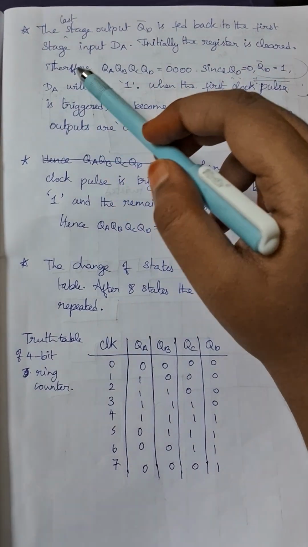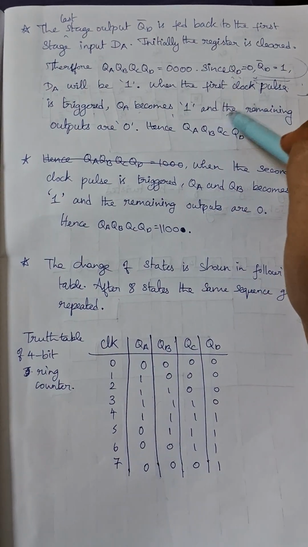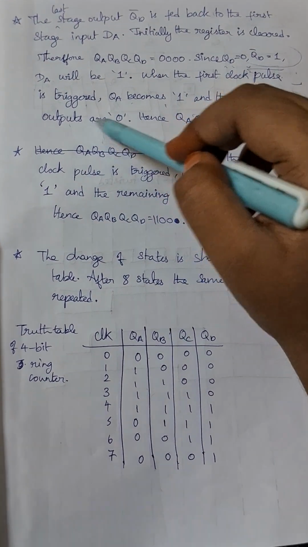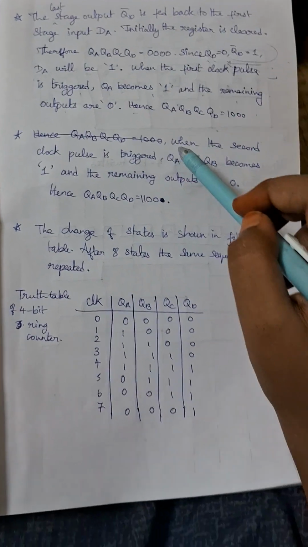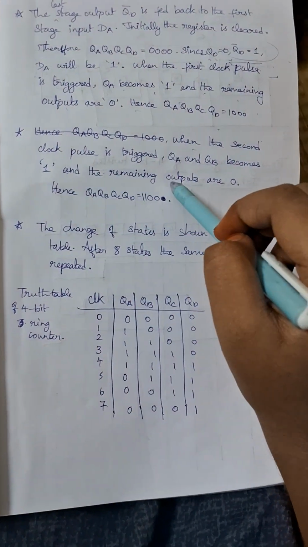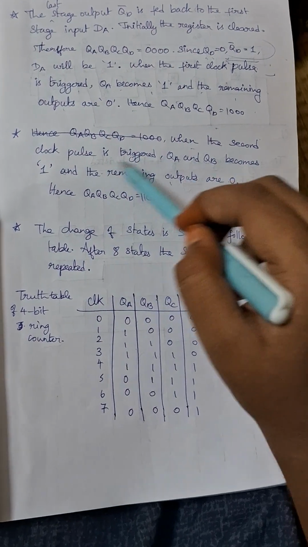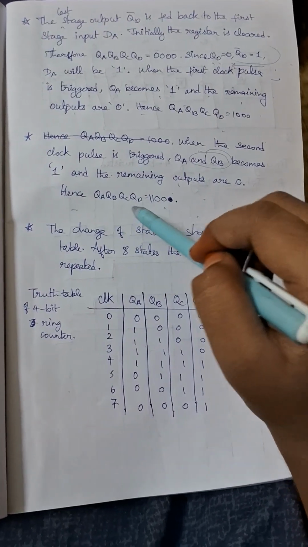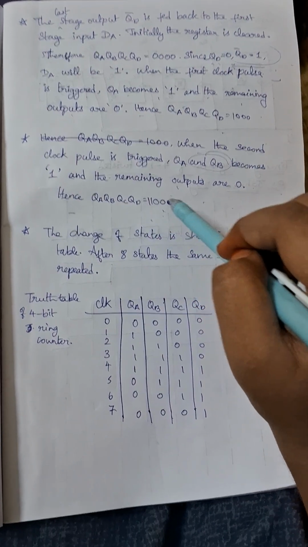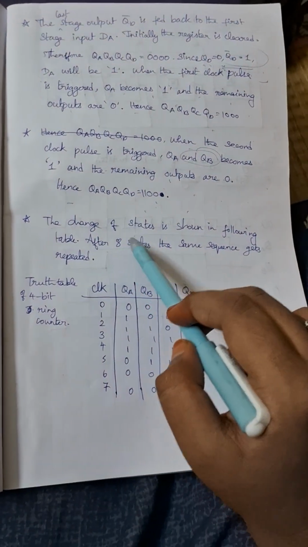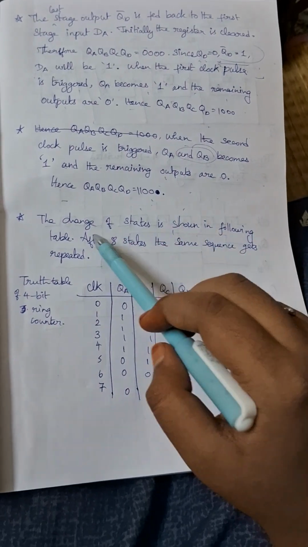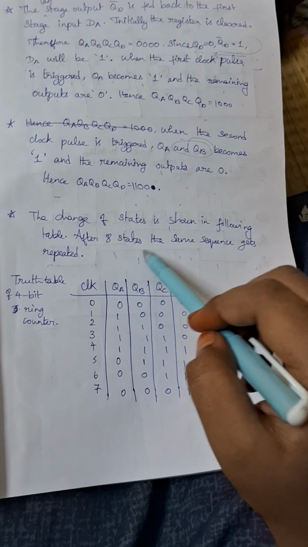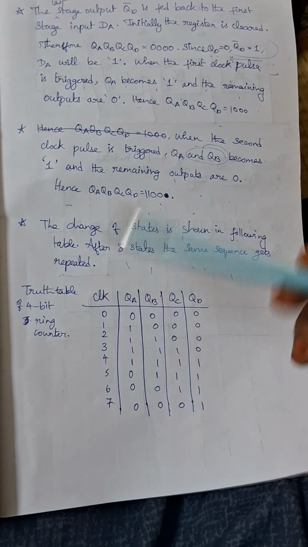The next is, DA will be 1. When the first clock pulse is triggered, QA becomes 1 and the remaining outputs are 0. When the second clock pulse is triggered, QA and QB both become 1 and the remaining outputs are 0. So, the answer is 1, 1, 0, 0. The change of state is shown in the following table. After 8 states, the same sequence gets repeated. So, it will be repeating.